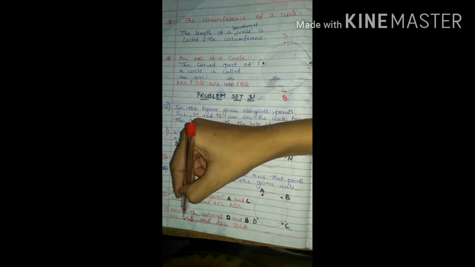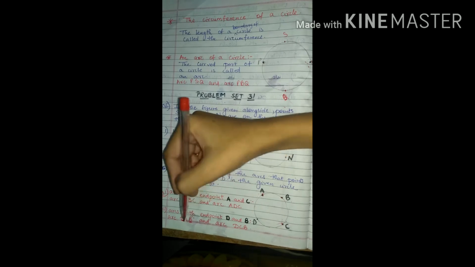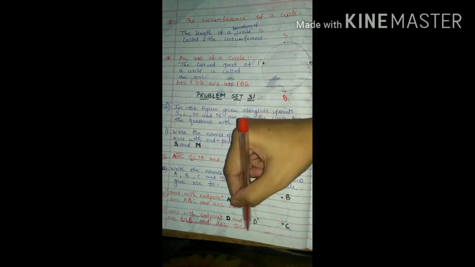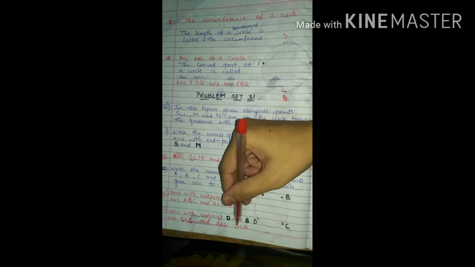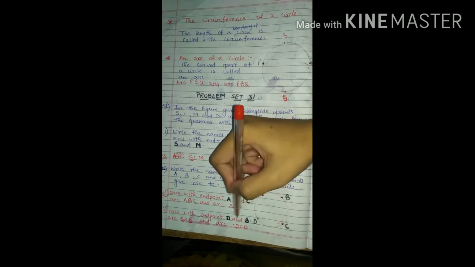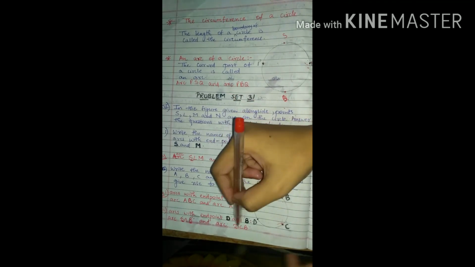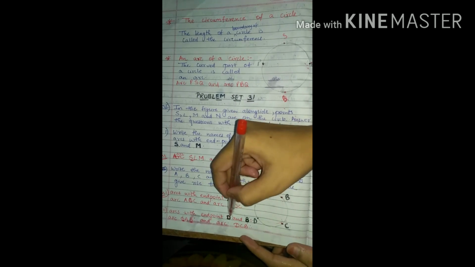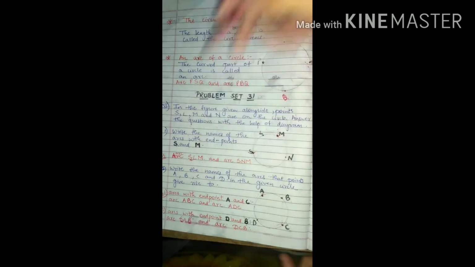So D, one at the front, one at the last. So arc DCB, D at the front, B at the last. Anything can be at the front or the last, but remember that D and B are the end points. Among D and B, anyone can be at the front and anyone can be at the last.